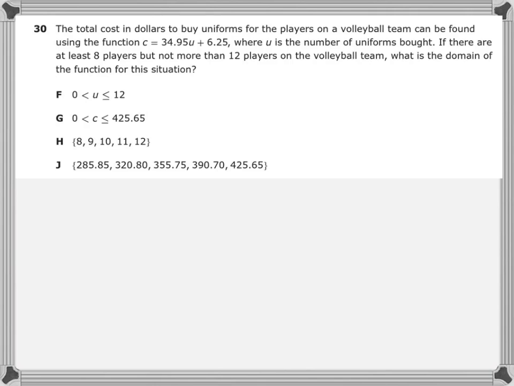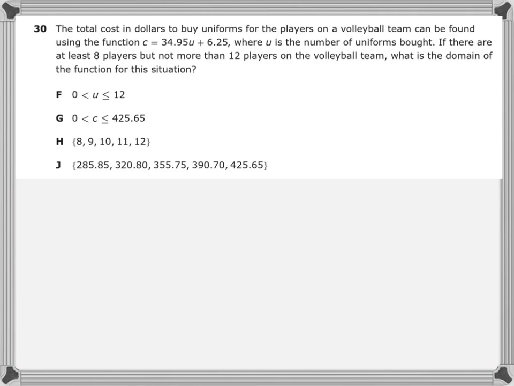The total cost in dollars to buy uniforms for the players on a volleyball team can be found using the function C equals $34.95 per uniform, or $34.95 times U plus 6.25. Okay, so the 6.25 is in the slope-intercept form of a line, y equals mx plus b. Our b in this case is 6.25. So if we graph this, our y-intercept would be 6.25.